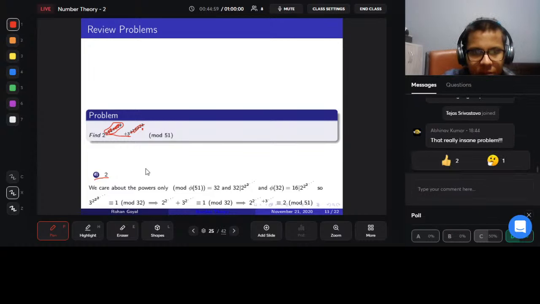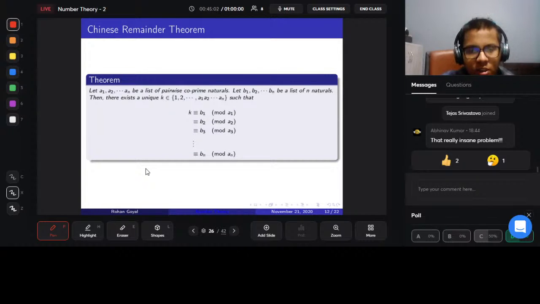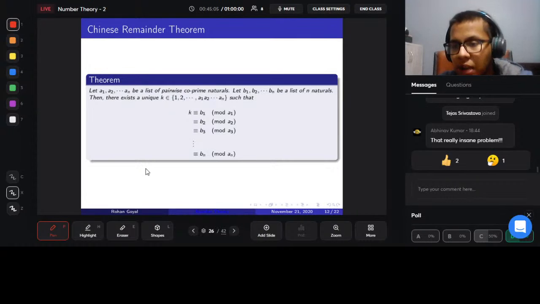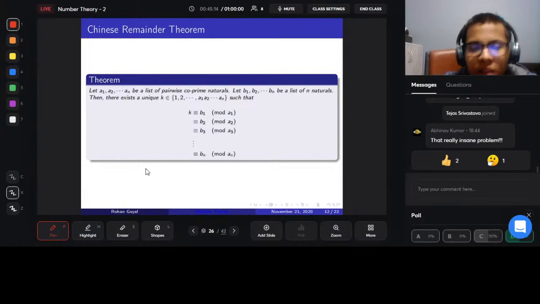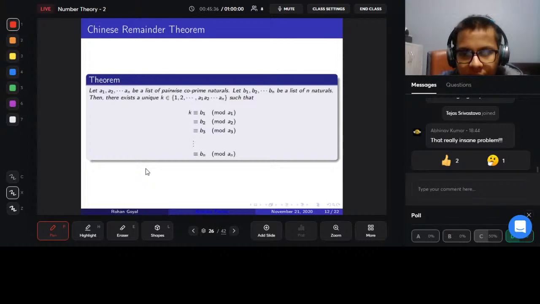Okay, let's move on. Now we have the Chinese remainder theorem. This is a very important theorem, and you should definitely be comfortable with it, and you should know how to find k. If we are given a list of coprime numbers a1, a2, ..., an, and another list of numbers b1, b2, ..., bn, then we can find a number k which satisfies all these congruences. And it will be unique mod a1 a2 ... an. That's the Chinese remainder theorem.